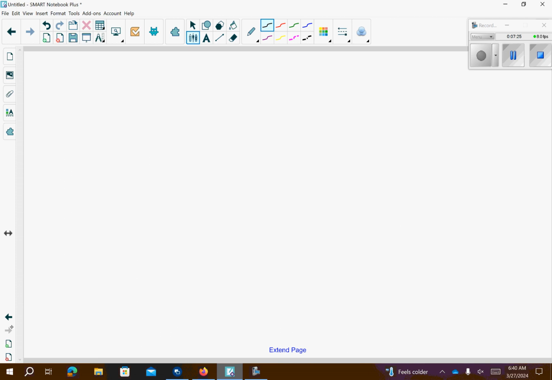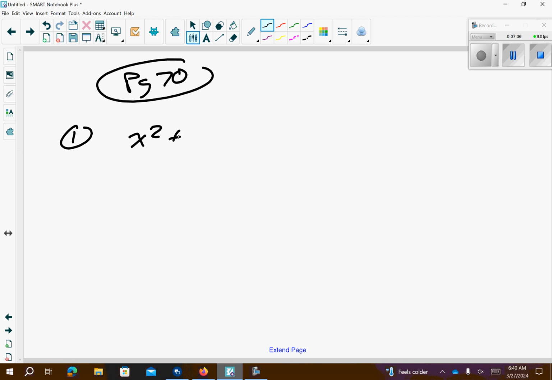Okay, let's go on to page 70, the backside, page 70. The directions are they want us to factor completely and then use the zero product property. That just means that we have it equal to 0. So we have to factor it first and then work it out.